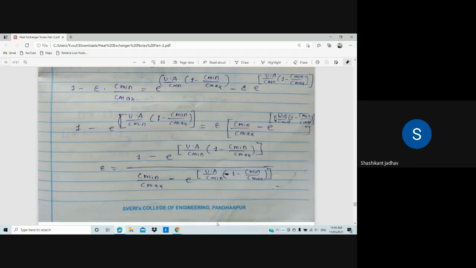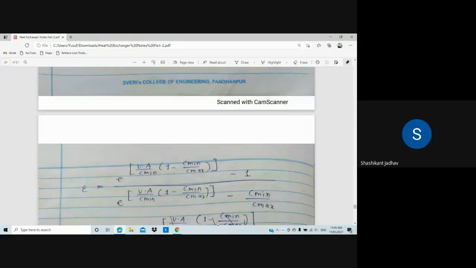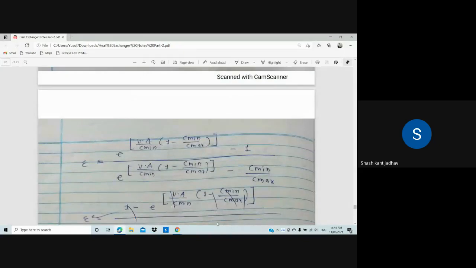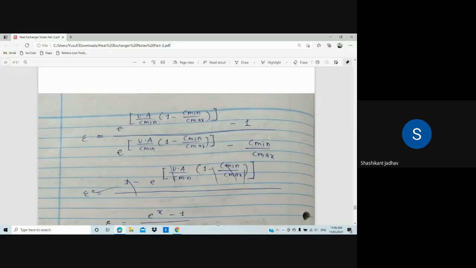So now, next, we have to rewrite this equation. Now we have to rewrite this equation in the form of, write down that rewrite that equation. So epsilon is equal to, write down that equation. Epsilon is equal to e raised to. So we have to interchange the terms. So how to write the equation by interchanging the terms?